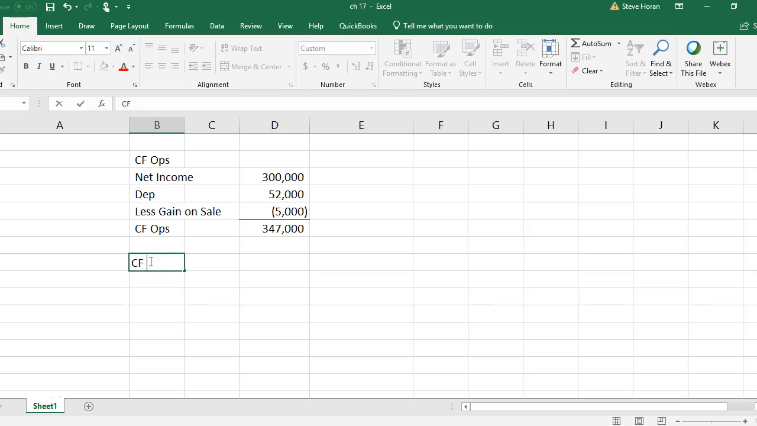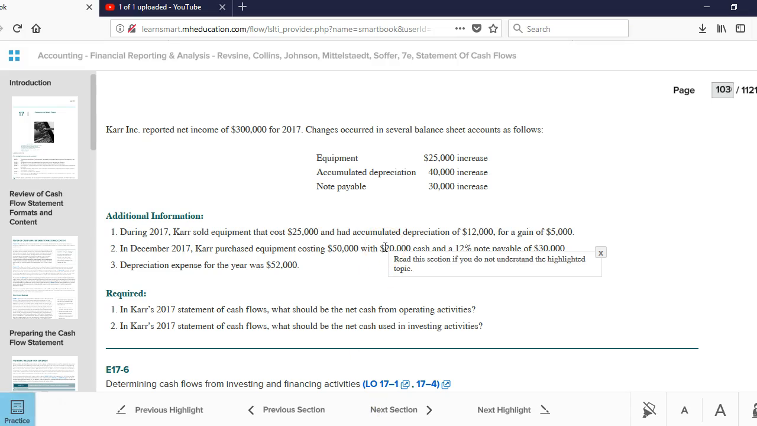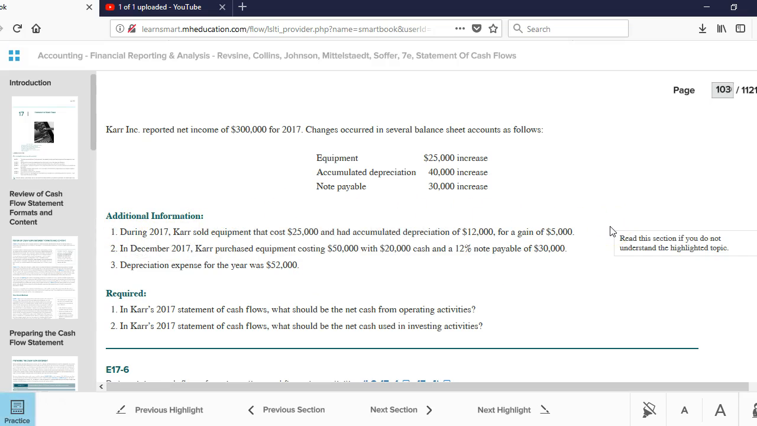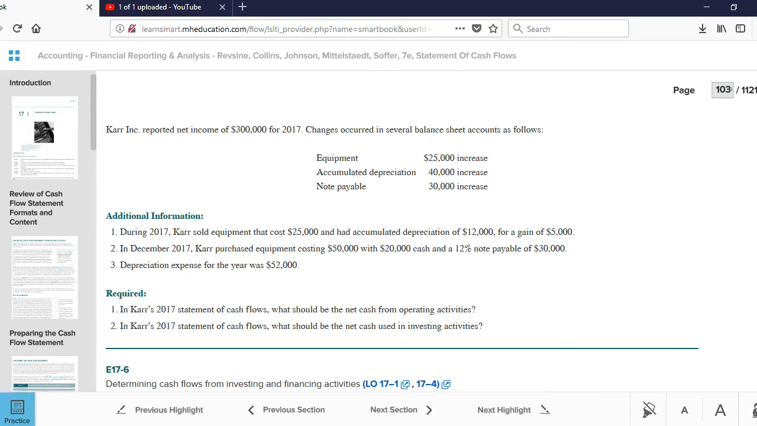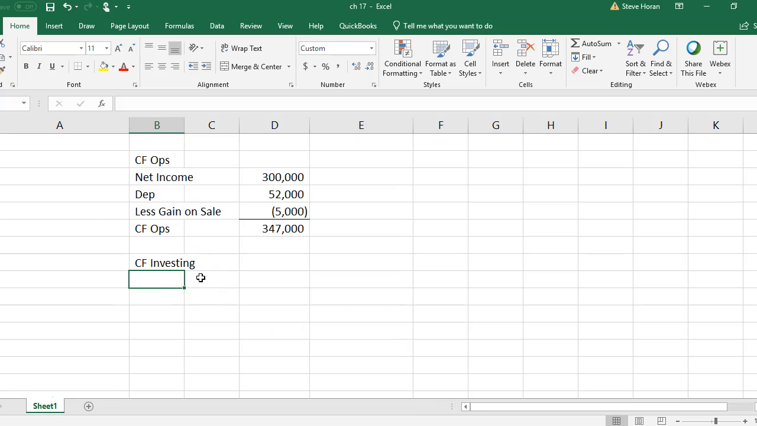So the next category is to do investing. So let's do cash flow from investing. And kind of the same story. I have to be kind of careful about what we include and what we don't include. And go back to here. Remember what is investing. It's the purchase and sale of property, plant, and equipment would be kind of one of the main categories. And that's really what's happening here. In item 1, we sold equipment. In item 2, we bought equipment. Okay, so let's go ahead and fill those in. So we have a sale of equipment, and we have the purchase of equipment.